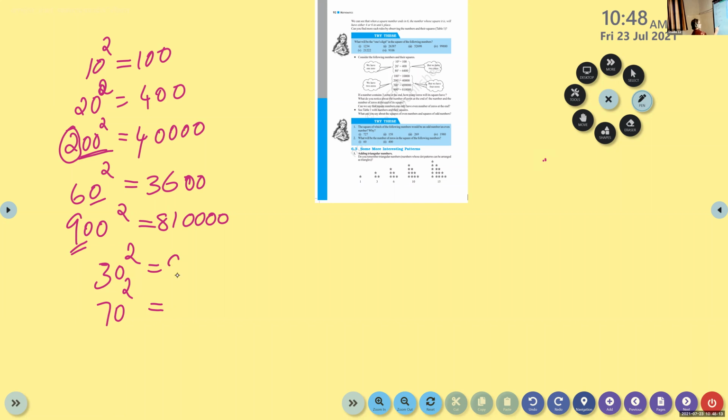Thirty square is 900. 70 square is 4,900. Okay.